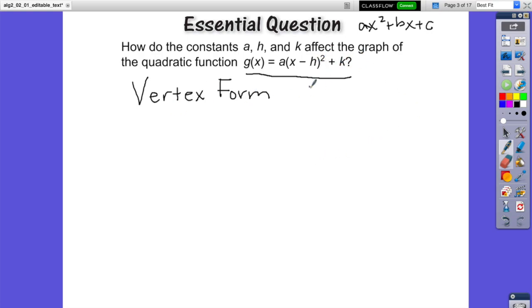Now let's remember a few things. Let's look at the h. The h was the horizontal translation, remember? And then the k was a vertical translation. Well, here's a huge clue. h and k are really your vertex. So that's always going to be your starting point when you want to graph it. Now, a, if you remember, is going to be your shrink or your stretch.